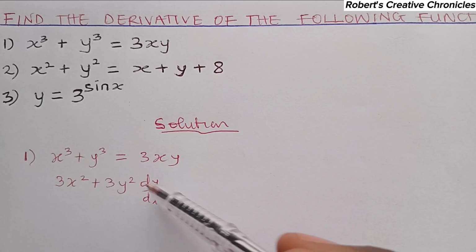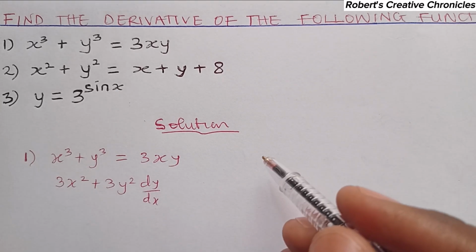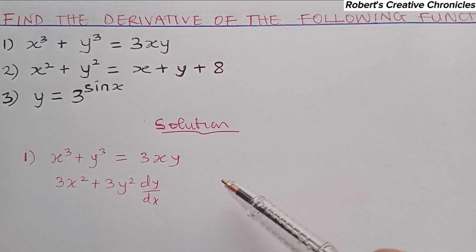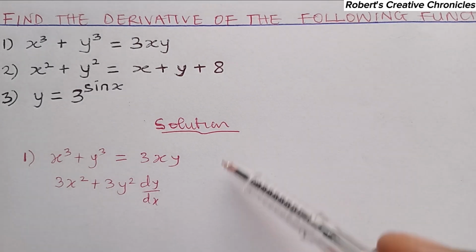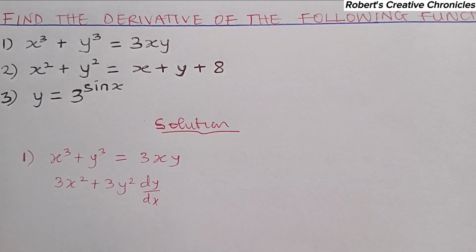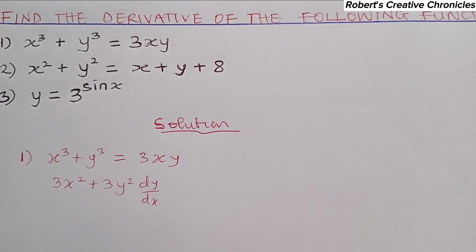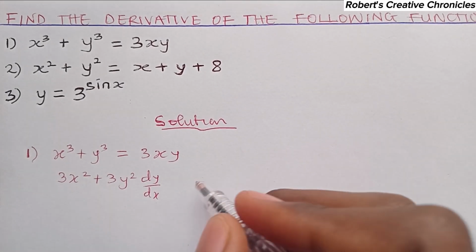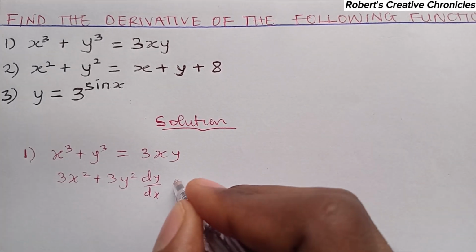Usually when we differentiate normal equations, that is y equals x squared, we say dy/dx is equals to 2x. That dy/dx is actually the derivative of 1y, that is why we say dy/dx is the derivative of y. Then it should be 1 dy over dx. So dy over dx stands for the derivative of y with respect to x.